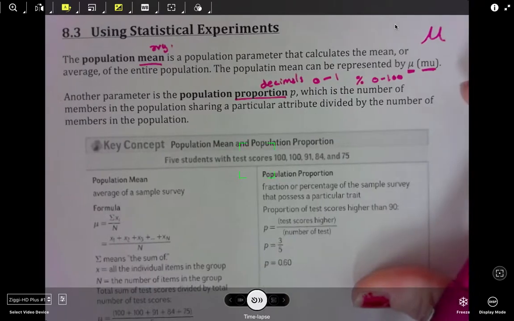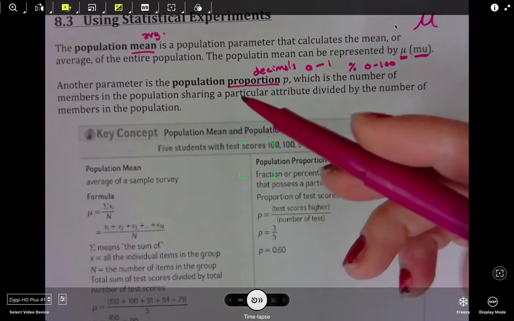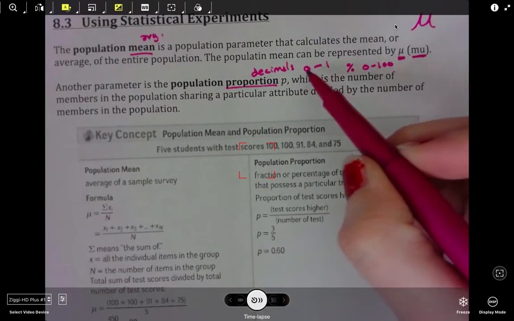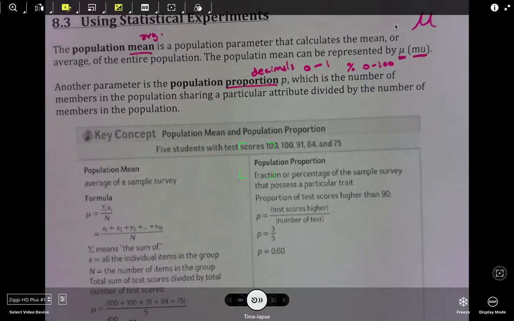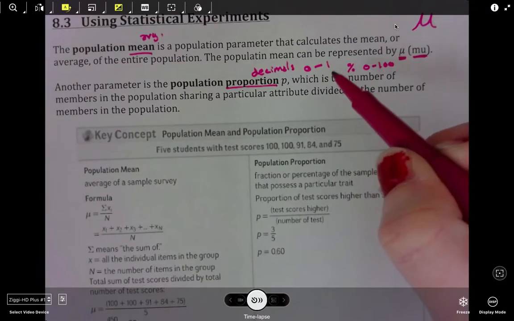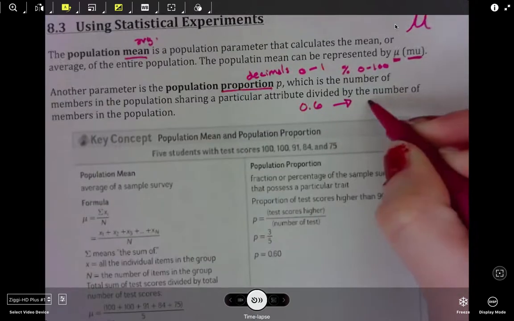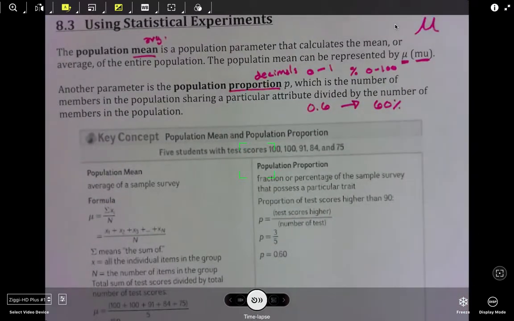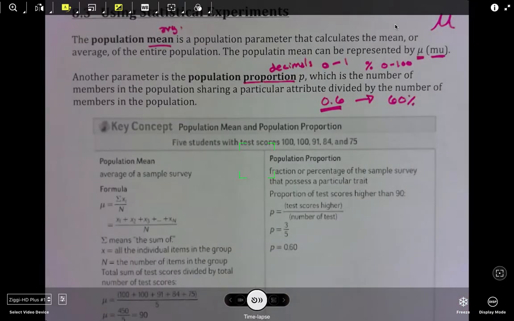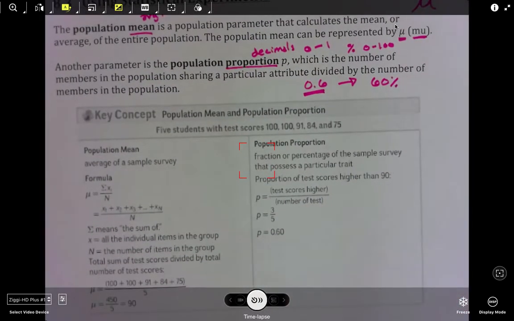So if you represent them as decimals, which is usually how proportions are represented, they're a decimal between 0 and 1. So like 0.6 would be the equivalent of 60%. So it's just whatever way you prefer to write it in. Most of the time your book is going to give it to you in decimals, but you can write it as 60% also. It doesn't make any difference.